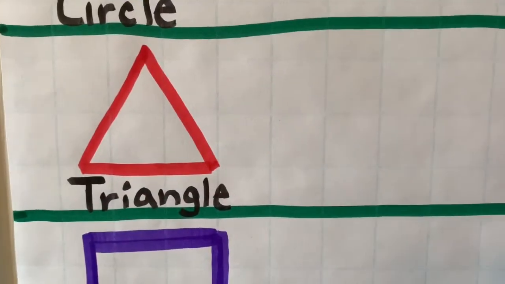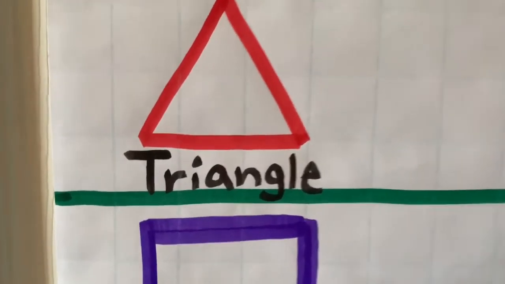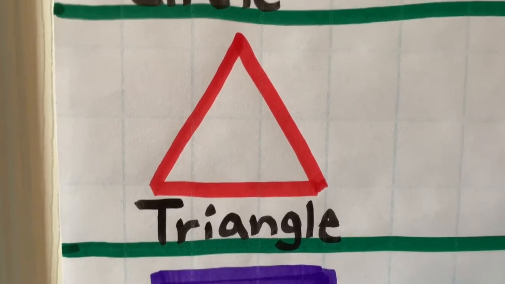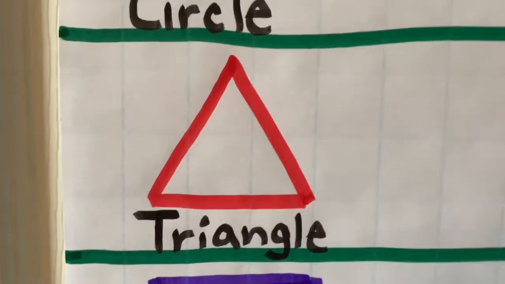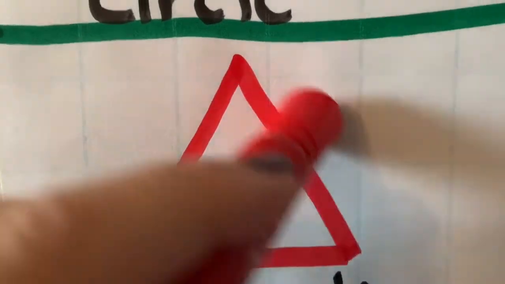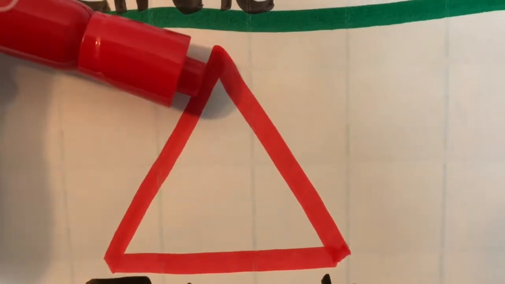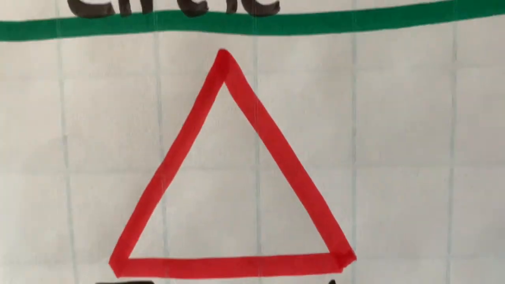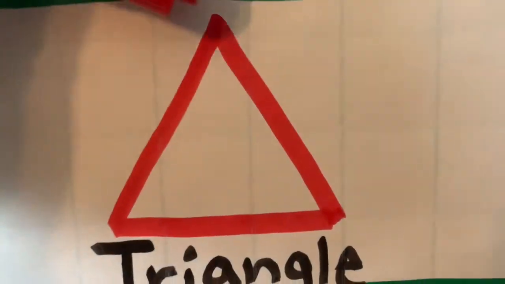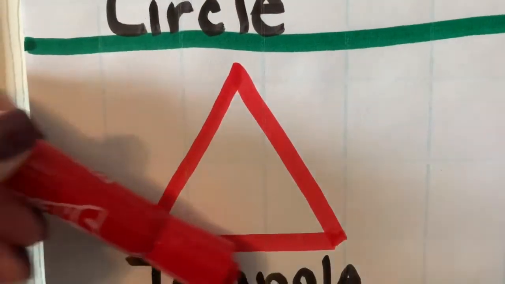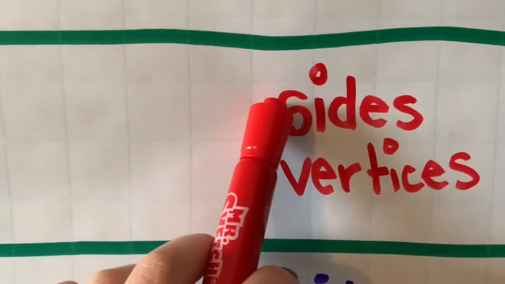The next shape we're going to be looking at is the triangle. Here's our triangle, and we're going to be looking at how many sides and how many vertices it has. When we look, we see some straight lines. A triangle has 1, 2, 3. It has 3 straight lines in it. Tri means 3, angle. Triangle. So it has 3 sides.